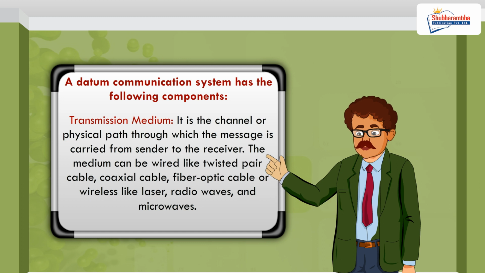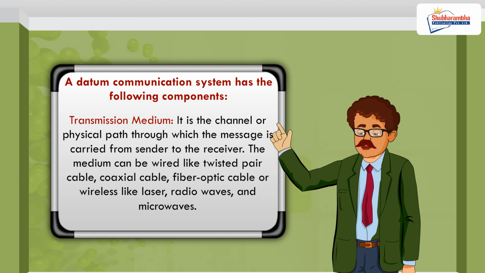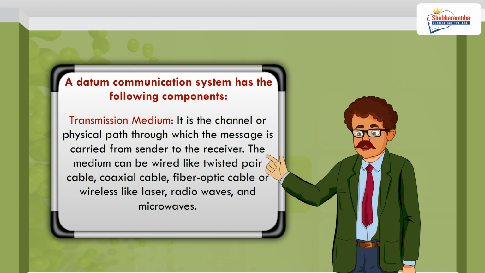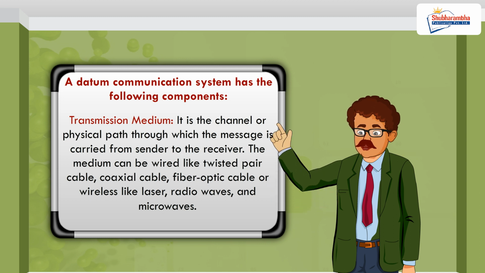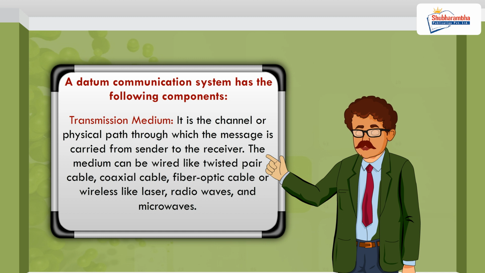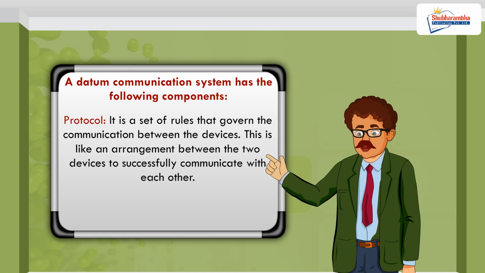Transmission medium: it is the channel or physical path through which the message is carried from the sender to the receiver. The medium can be wired like twisted pair cable, coaxial cable, fiber optic cable, or wireless like laser, radio waves, and microwaves. Protocol. It is a set of rules that govern the communication between the devices. This is like an arrangement between the two devices to successfully communicate with each other.